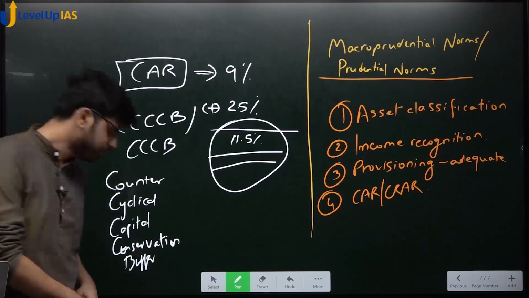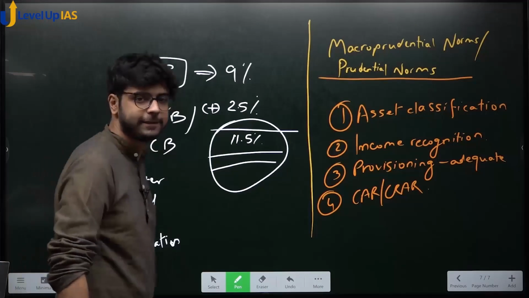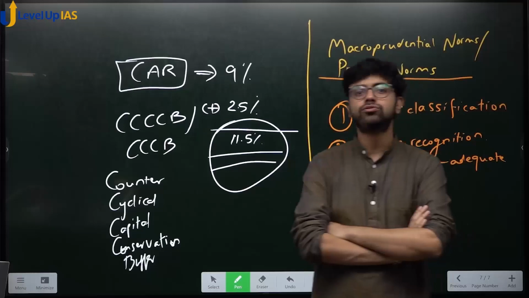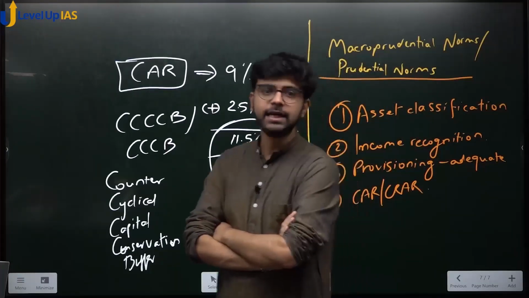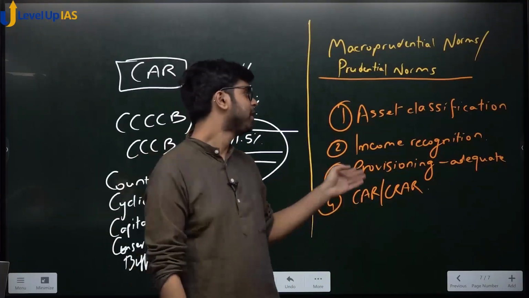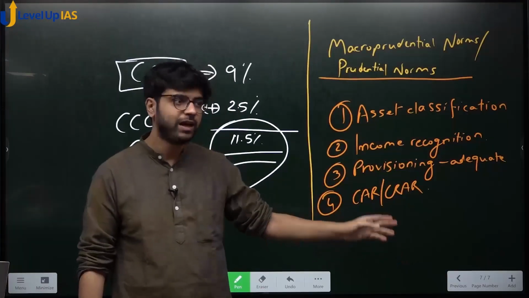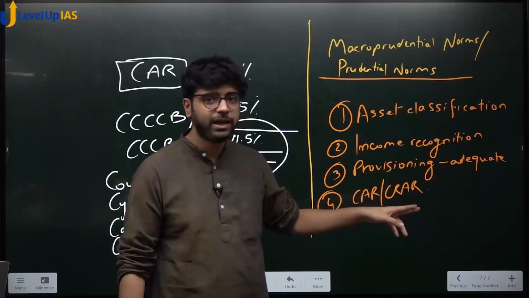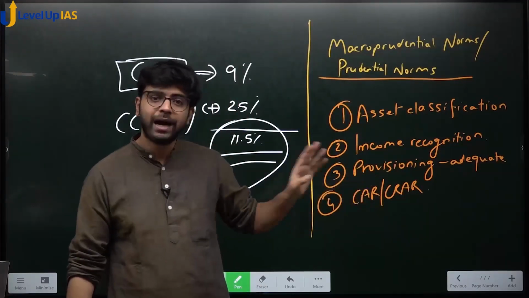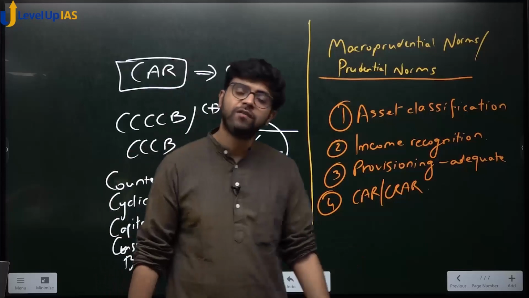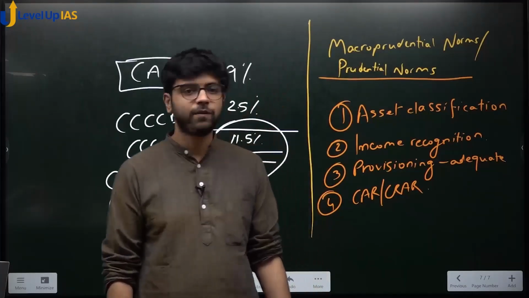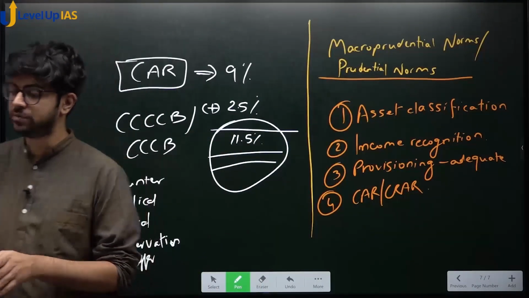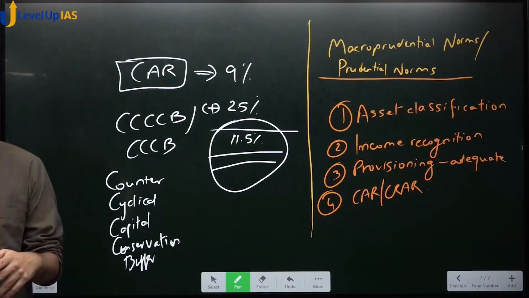So what are prudential norms? Norms which help banks to account for NPAs correctly. Income recognition should stop at the right time: whenever you have an NPA, your income recognition should stop. First of all, you should classify them correctly. Thirdly, you should do adequate provisioning. And fourthly, you should always maintain CAR, CRAR, capital adequacy ratio, capital risk weighted assets ratio. These are called prudential norms, macroprudential norms.